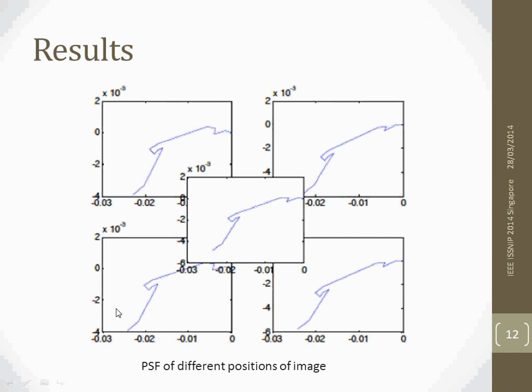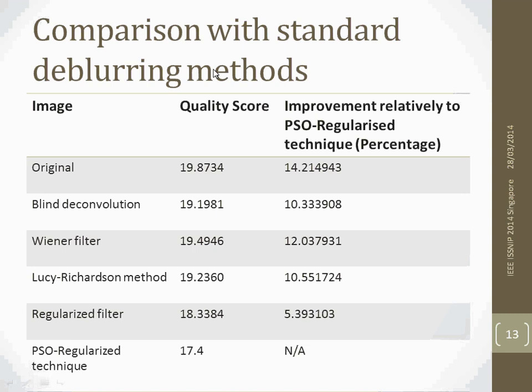These are the results. We divided the image into four segments. This is the first quarter, the second one is the second quarter, the third one is the third quarter, and the fourth one is the fourth quarter, and center is the middle one. There is a slight difference between those PSF functions. Applying our method, we get these results, and we compared it with the standard deep learning method built into MATLAB, and we get a good score for our new method.